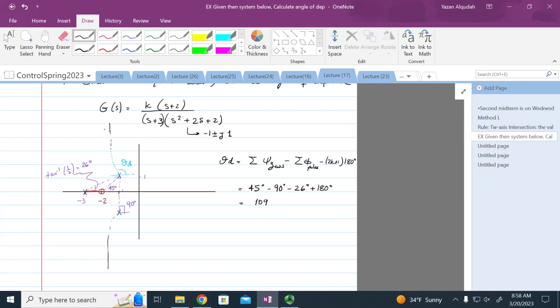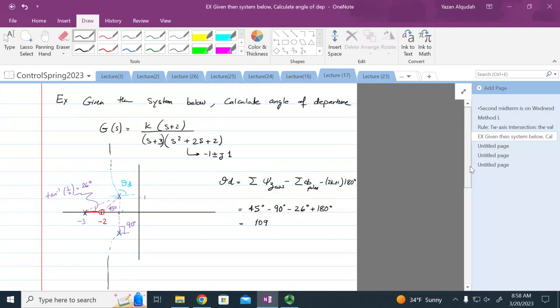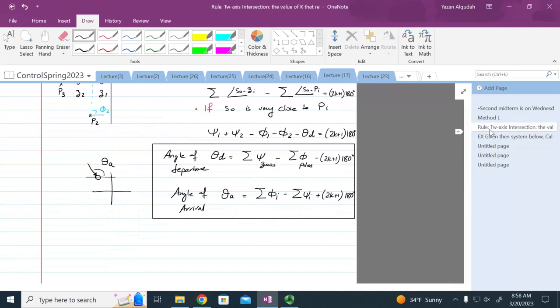Why is the 180 added? Why is the 180 added and not subtracted? Oh, because it's in the formula. It's minus k plus 1 multiplied by 180 degrees. Does that make sense? The formula for the angle of departure has a 2k plus 1 multiplied by 180 degrees.